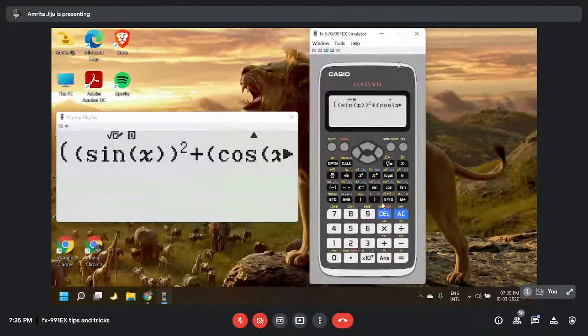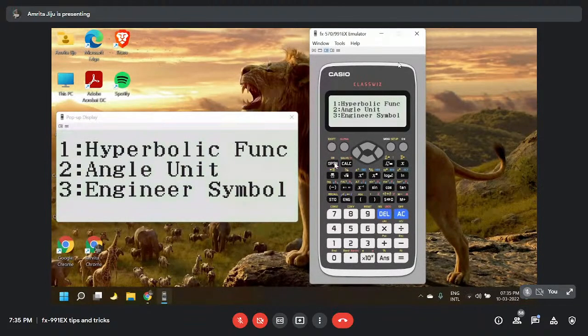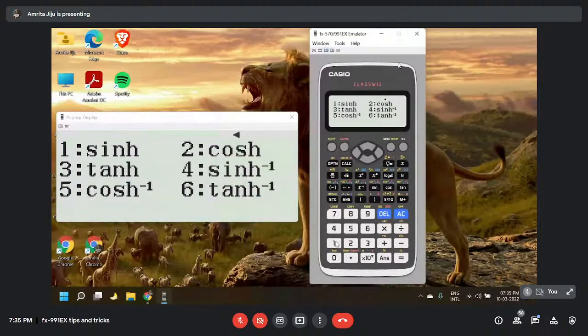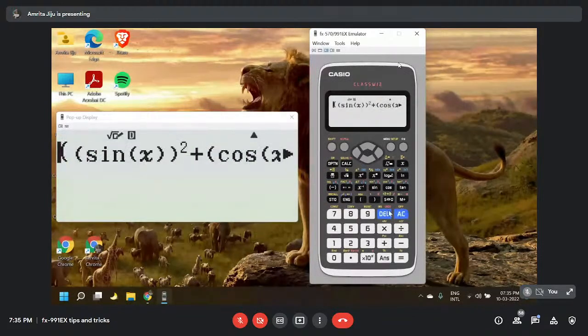Now, if you want to take hyperbolic functions of sine, cos, and tan, just go to the options button. You can find the hyperbolic functions. You just click the one. You can see sinh, cosh, tanh, sinh inverse, cosh inverse, and tanh inverse. So that's how you take the hyperbolic functions of sine, cos, and tan. Yeah, that's it.